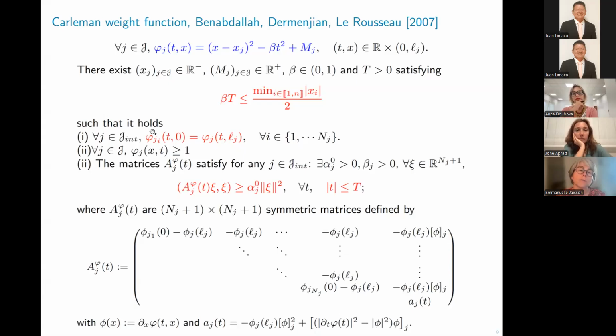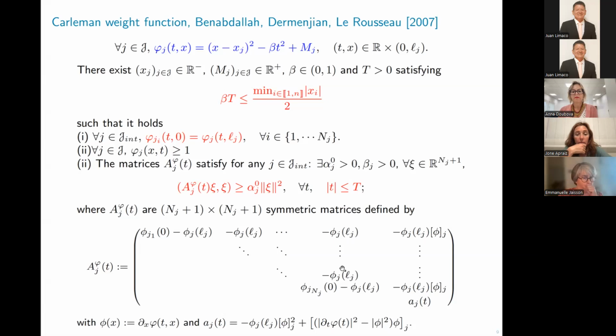If you ask for the Kirchhoff condition for this weight function, you will need some growth condition on the potential that will come when you prove your Carleman estimate, and we don't want that. So instead of having a Kirchhoff condition, we ask for this hypothesis here. We define this matrix. It's a matrix defined at all internal nodes, so you have one matrix for each internal node, and it's a symmetric matrix.